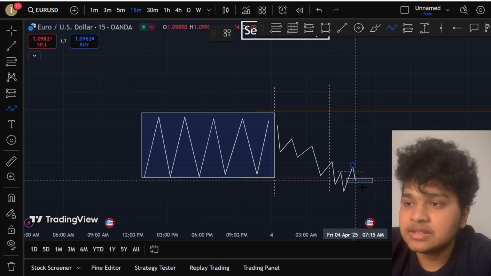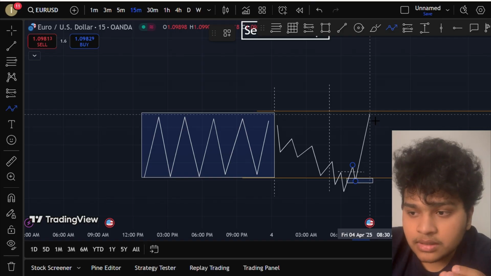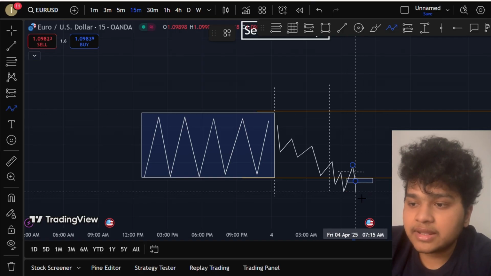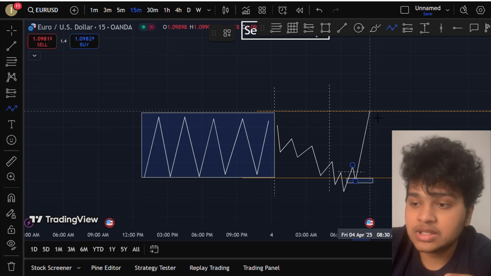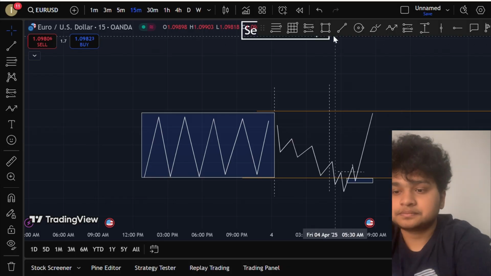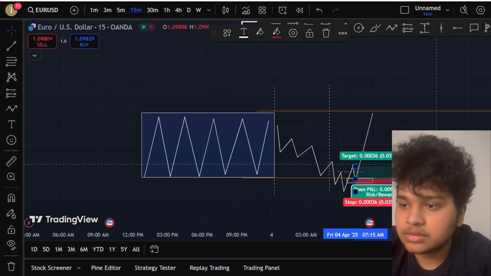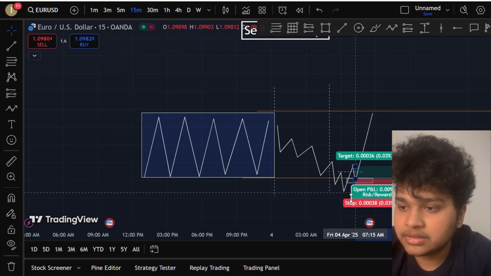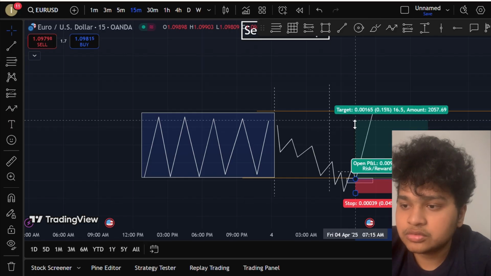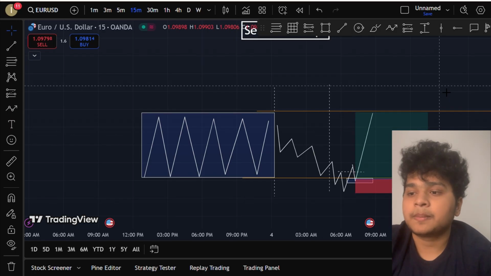So when price retraces on the FVG, take the entry. The stop loss would be this lower level, a safe stop loss, and the target would be this Asian session high. Okay, so let me mark an entry for you. So we enter the trade when price retraces on the FVG. Stop loss is the lowest point, target is our Asian session high.